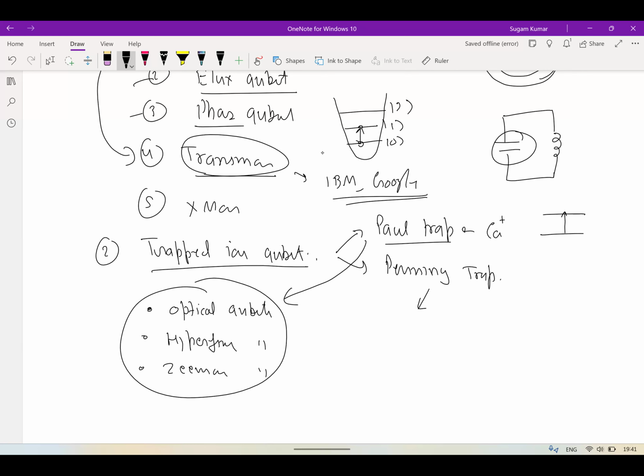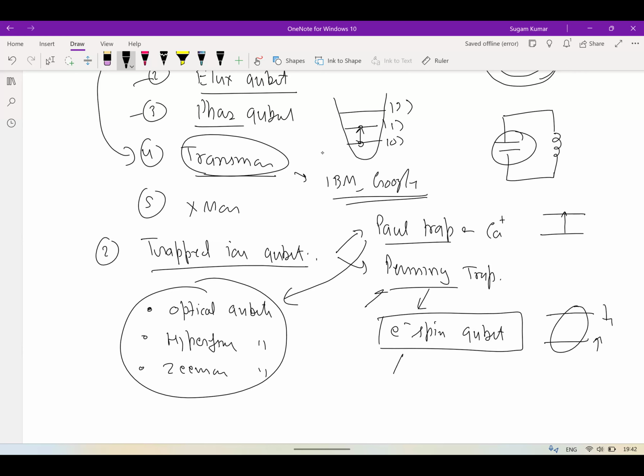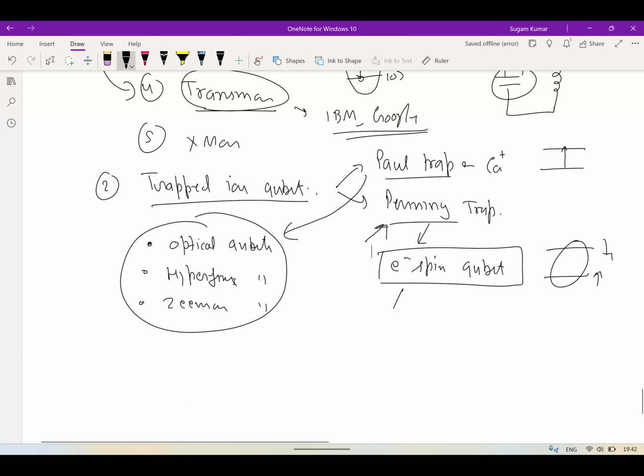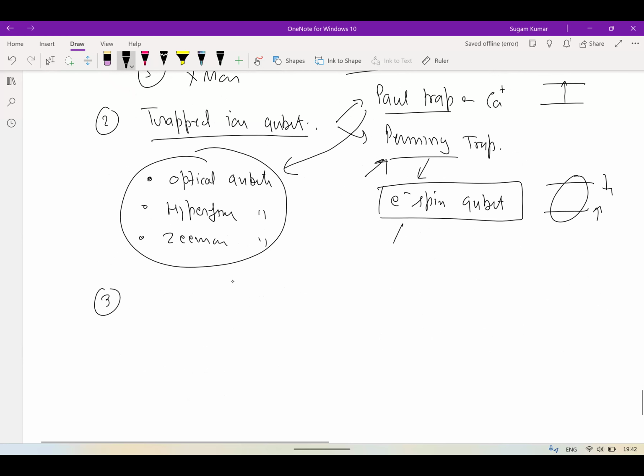In the Penning trap, we will talk about these things also, but the best possibility is to use the electron spin qubit. Electron spin means these two states, spin up and spin down. So we can trap an electron in the Penning trap, and we can utilize this spin up and spin down as qubits. And this is the portion where I am working. This is the portion of interest in our institute also. So we will discuss this trapped ion. Other than that, there are other platforms also.